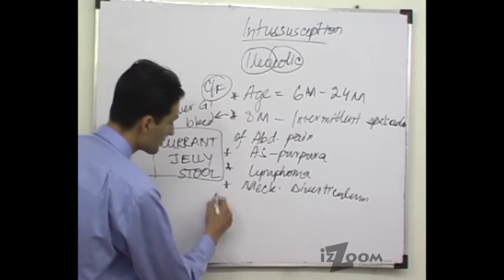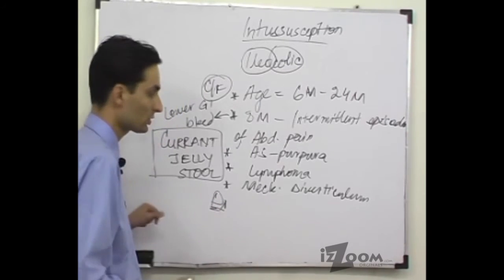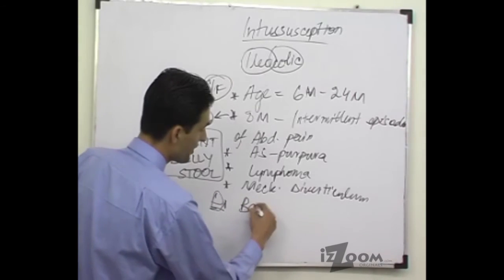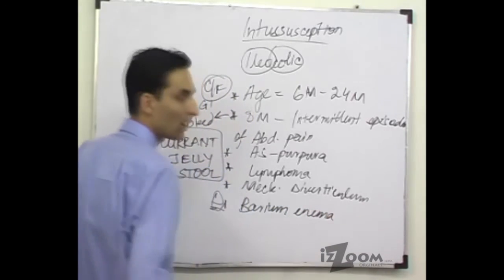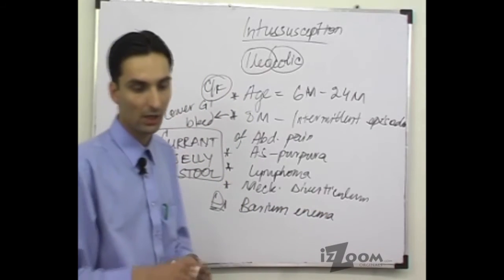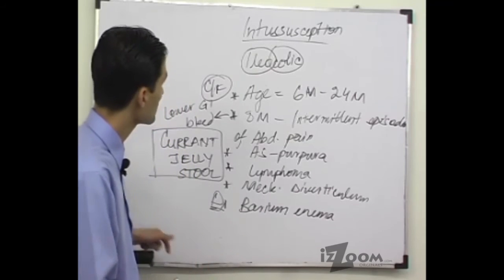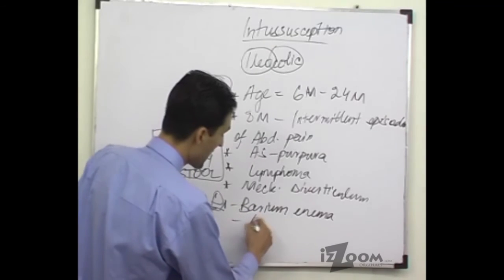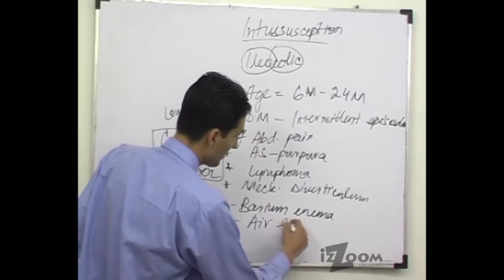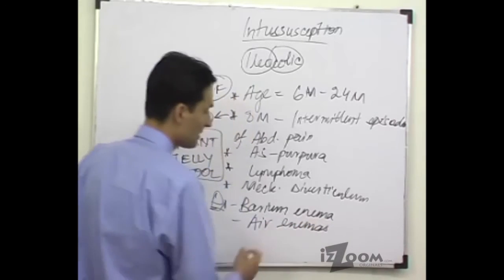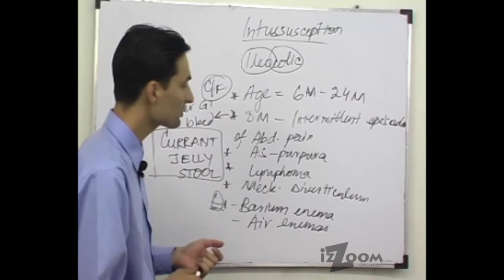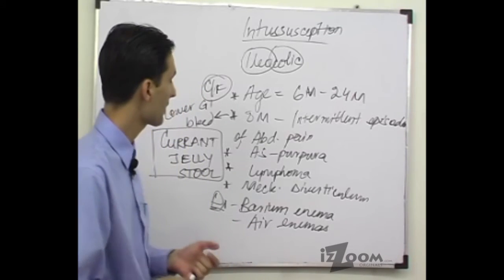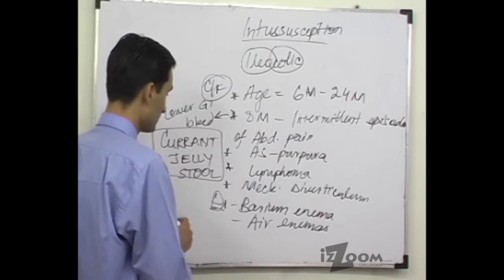So how do you diagnose this condition? This condition can be diagnosed by a barium enema. Barium enema not only is a diagnostic modality, it can also treat cases of intussusception. Also, air enemas can also be used to diagnose and treat intussusception. Ultrasonography can also be helpful to diagnose intussusception.